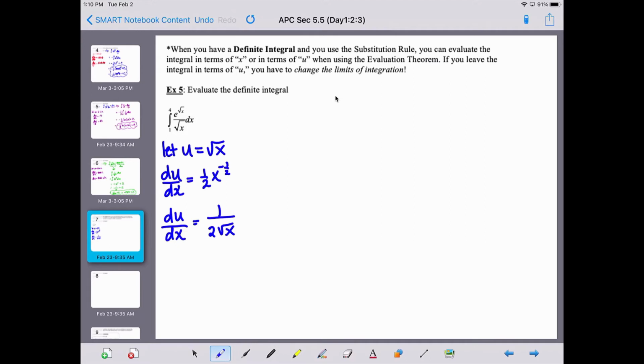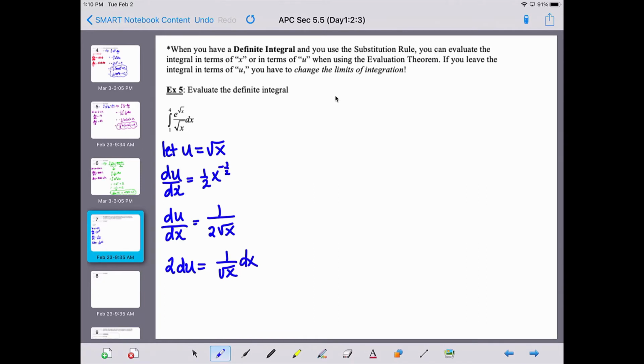So what I'm going to do right now is just rearrange this a little bit. I am going to multiply both sides by dx, and then I am also going to multiply both sides of the equation by 2. Okay, so when I do that, I'm going to end up with 2 du is equal to 1 over the square root of x times dx. Again, I just multiplied both sides by dx, and I multiplied both sides by 2.